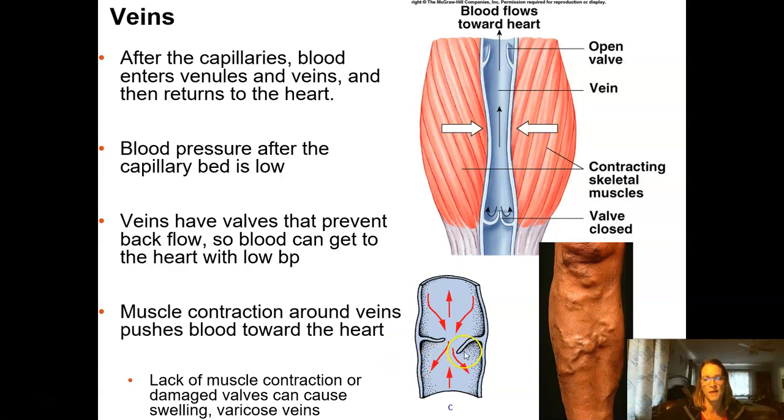When you have problems with the valves within your veins, that causes something called varicose veins, which you may have seen before. Happens a lot to old people, but not only old people. So if there's some kind of malfunction in the valves of the veins, and sometimes there's genetic reasons for that, you end up getting these pockets of blood because the blood's not able to move in the right direction. So those are called varicose veins when the valves are not working right.